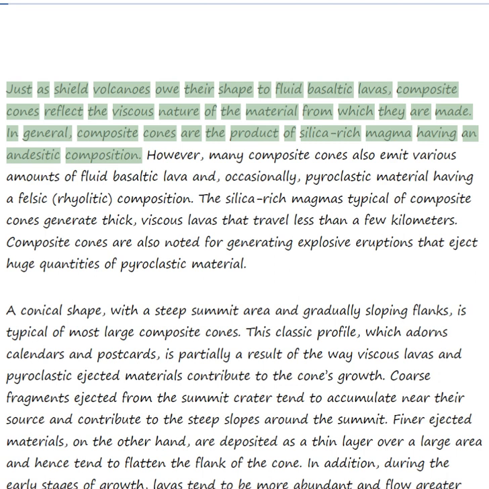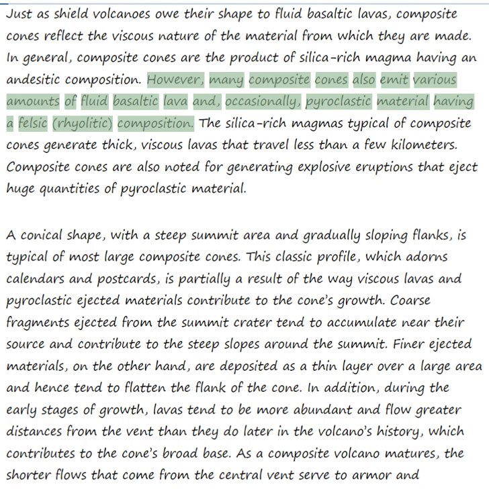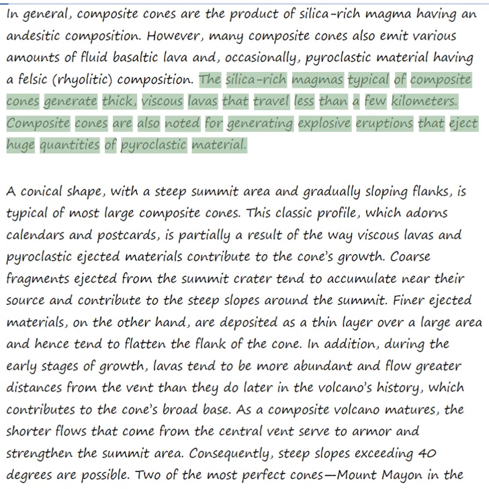Just as shield volcanoes owe their shape to fluid basaltic lavas, composite cones reflect the viscous nature of the material from which they are made. In general, composite cones are the product of silica-rich magma having an andesitic composition. However, many composite cones also emit various amounts of fluid basaltic lava and, occasionally, pyroclastic material having a felsic composition. The silica-rich magmas typical of composite cones generate thick, viscous lavas that travel less than a few kilometers.